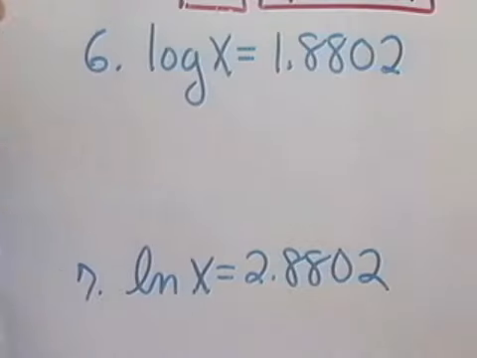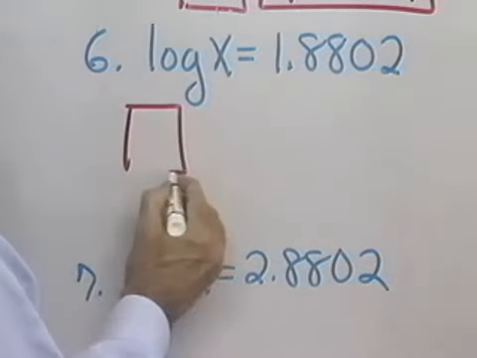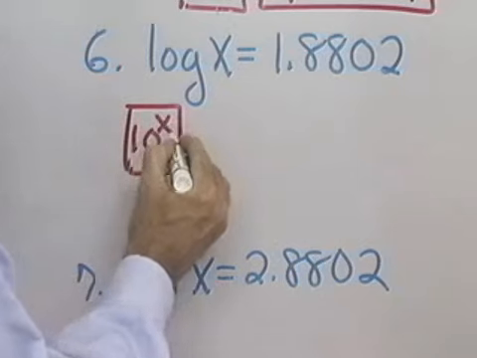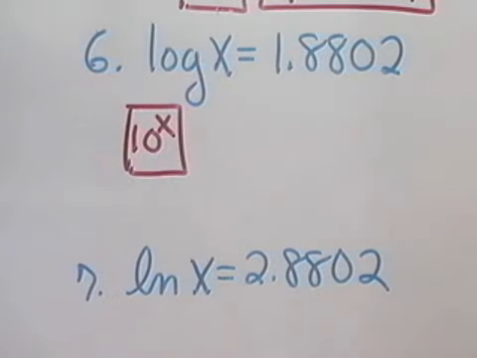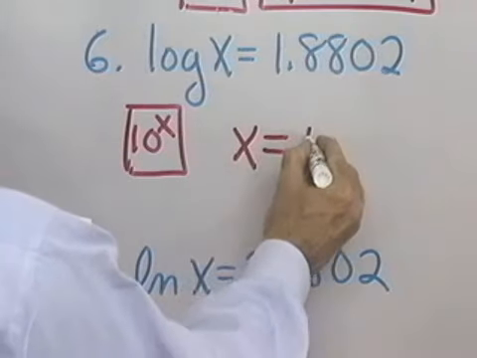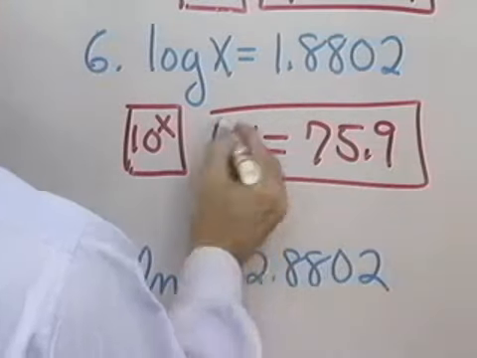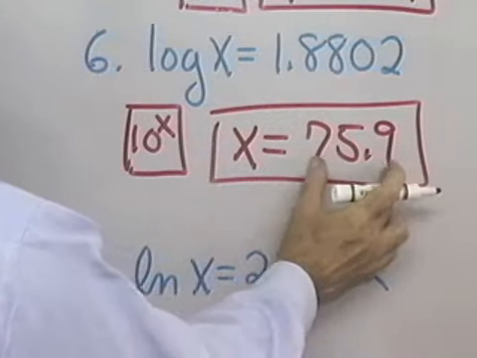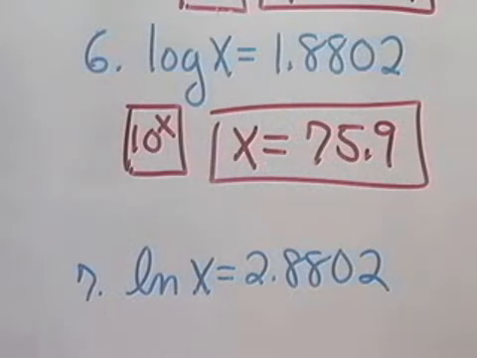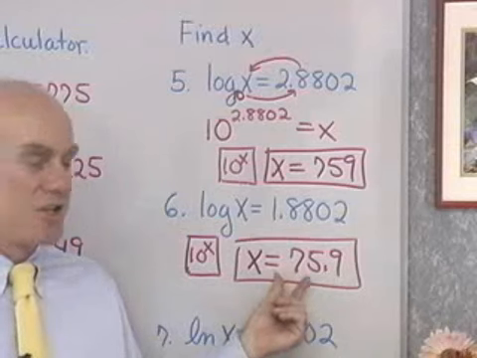Here's another one. Log x is 1.8802. Again, on my calculator, I'll look for the button labeled 10 to the x. Press that button with the number 1.8802, and it should be x equals 75.9. And that's what it is rounded off. Your calculator will show a few more digits than this, but when you round it off, it should come out to be 75.9.